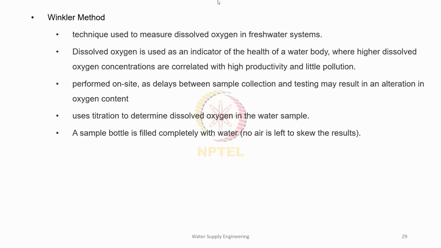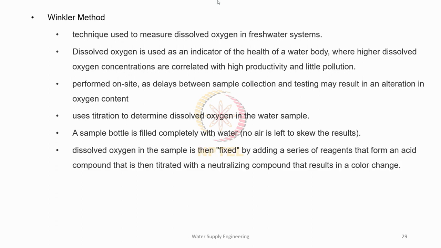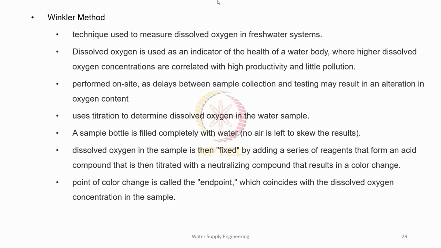Okay, so it should be completely filled, and then dissolved oxygen in this particular sample is fixed by adding a series of reagents to form an acid compound, which is then titrated with a neutralizing compound to get a color change. So first we will add some reagents and make it an acid compound. Then we'll add a neutralizing agent and titrate it till we get a color changing point. And that point of color change is termed the end point.